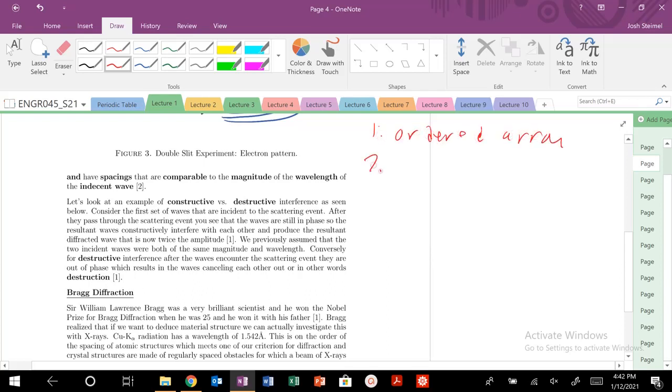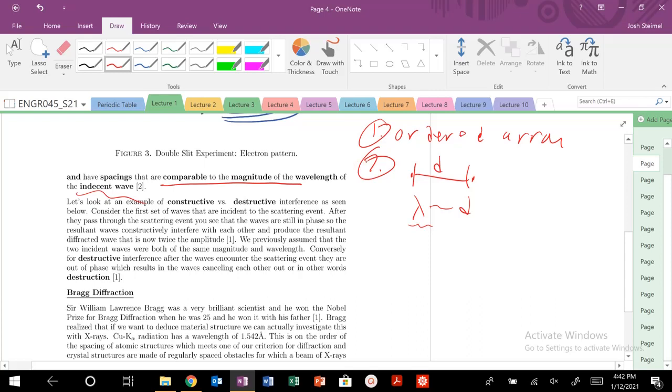And the second condition is we need to make sure that the spacing of those obstacles, this distance here between my obstacles, D, and the wavelength of our incident wave, this lambda, has to be on the order of the same size as the spacing. Those are the two conditions, comparable to the magnitude of the wavelength. They must be met in order to have diffraction.